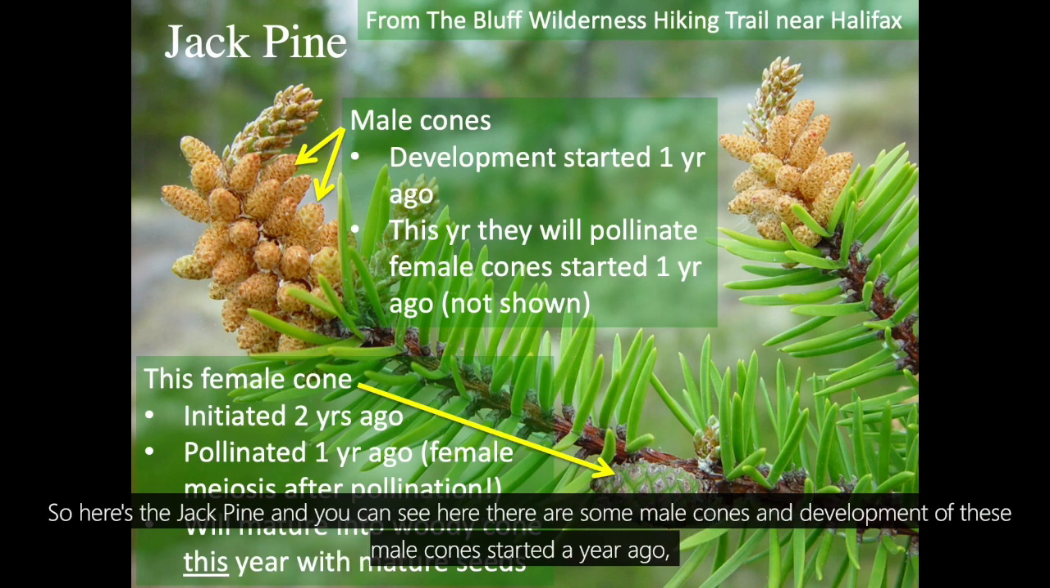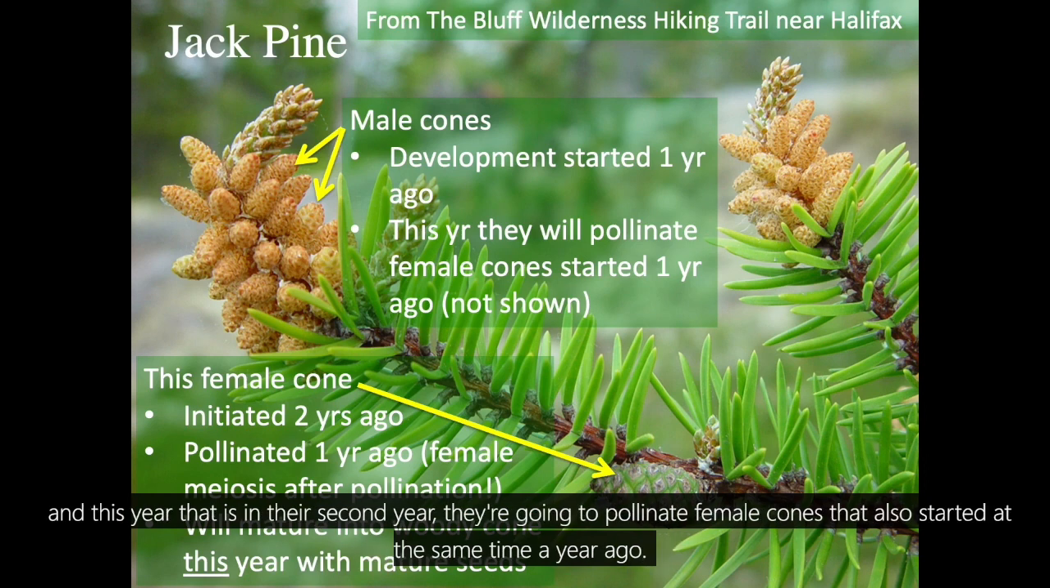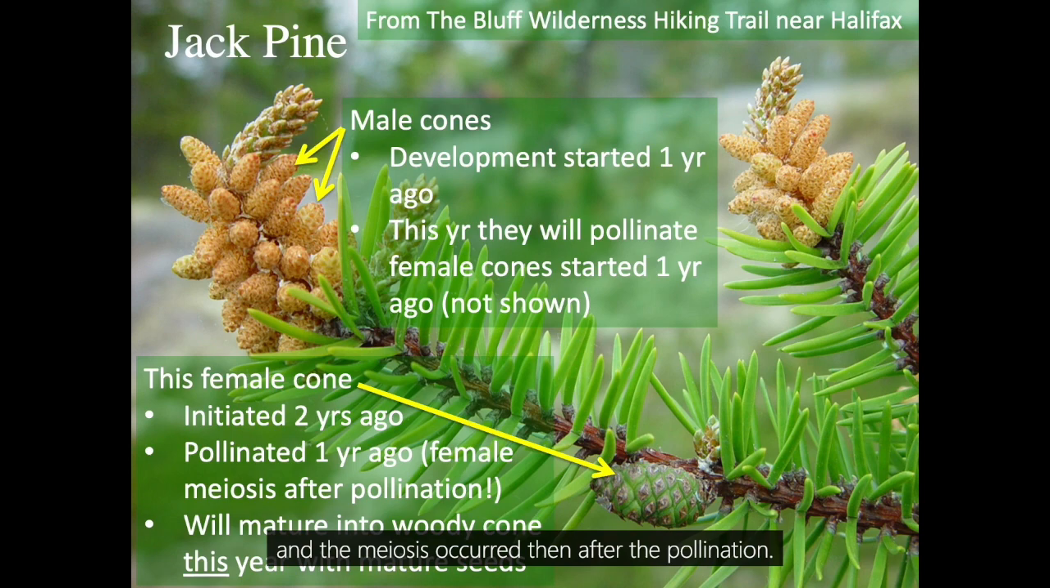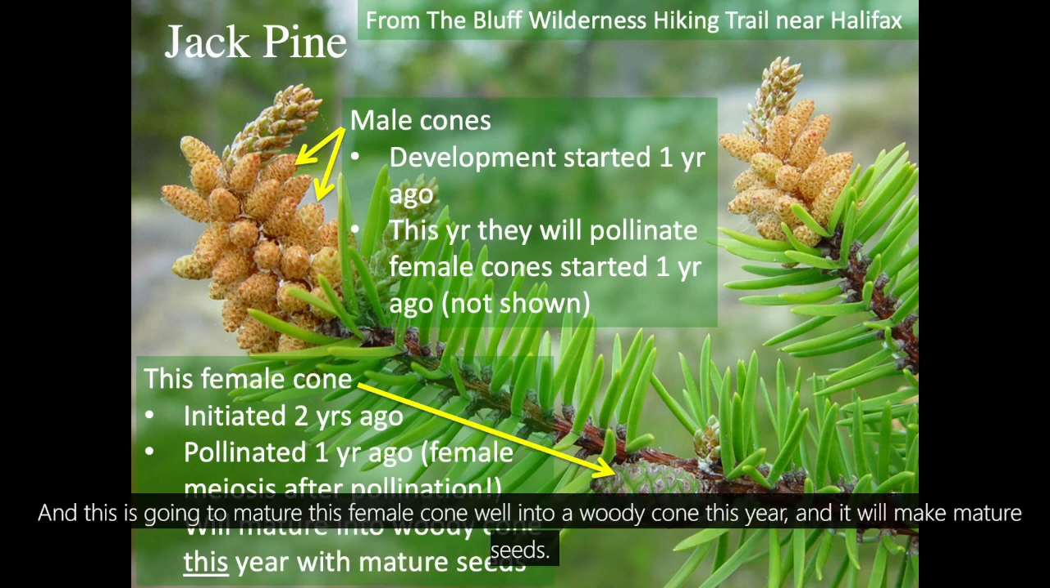So here's the jackpine, and you can see here there are some male cones, and development of these male cones started a year ago. And this year, that is in their second year, they're going to pollinate female cones that also started at the same time a year ago. Here's a female cone. This is not this year's female cone, but it was one that started 2 years ago, and it was pollinated a year ago. And the meiosis occurred then after the pollination. And this is going to mature, this female cone will, into a woody cone this year, and it will make mature seeds.